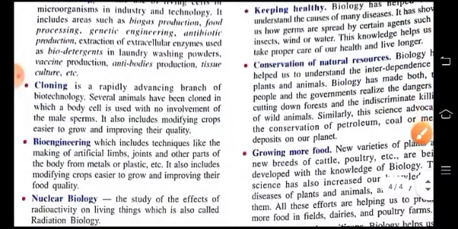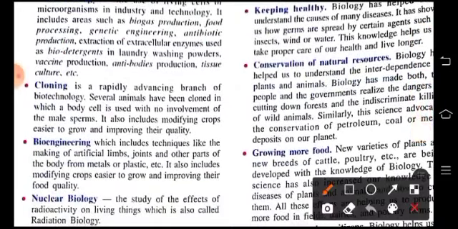Now, cloning is a rapidly advancing branch of biotechnology in which animals are cloned, where a body cell is used with no involvement of the male sperm. It also includes modifying crops to make them easier to grow and improving their quality. Bioengineering also includes techniques like the making of artificial limbs, joints, and other parts of the body. Nuclear biology is the study of effects of radioactivity in living things, which is also called radiation biology.